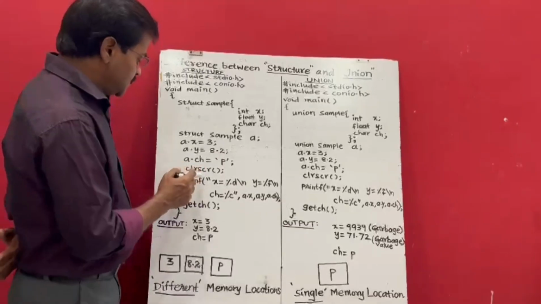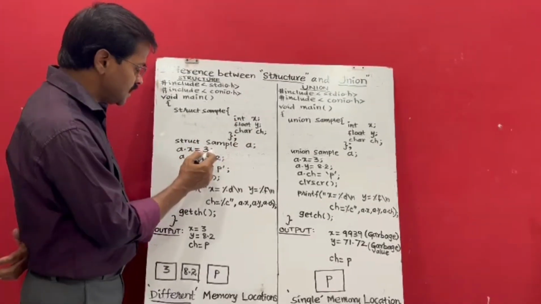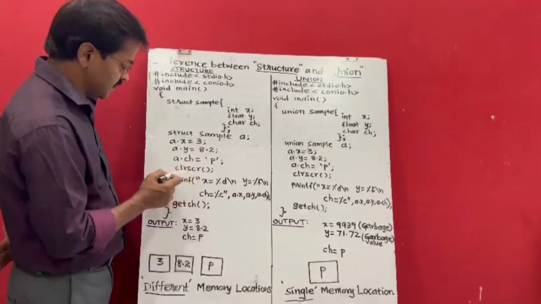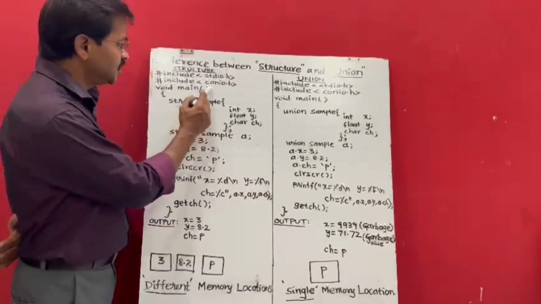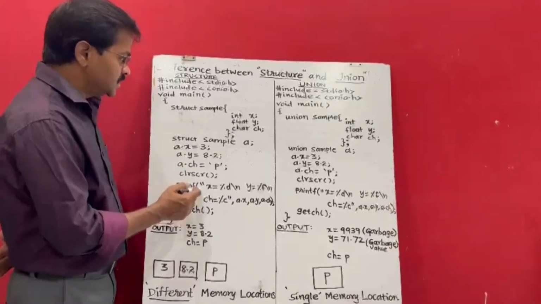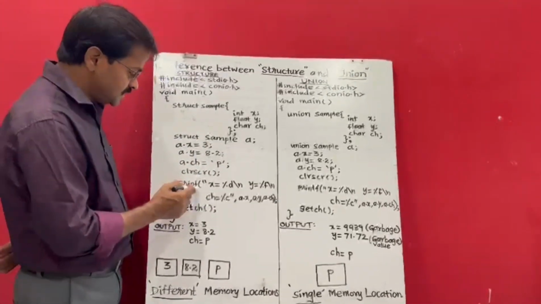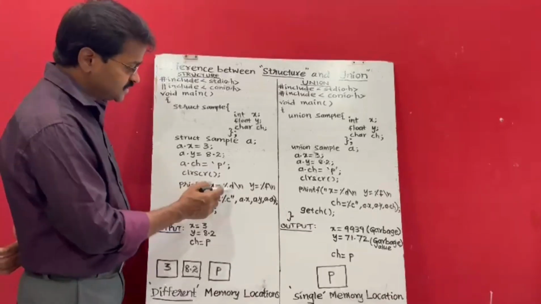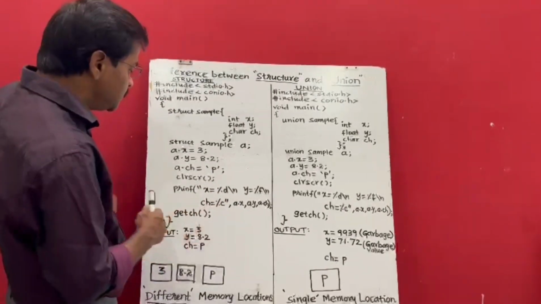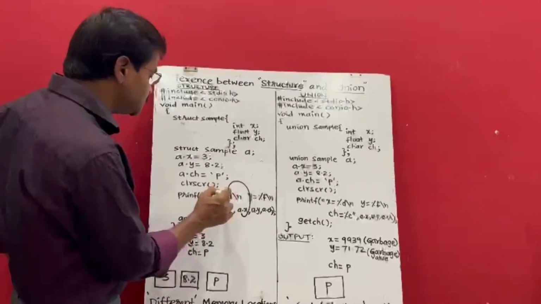Here, clrscr, clear screen. After declaration and initialization of the variables and values, we use clear screen. This clear screen is defined in conio.h, the console input output header file. Here I am going to print these initialized values. printf is the output function, f means formatted function, x is %d. Here a.x value will be displayed in %d.